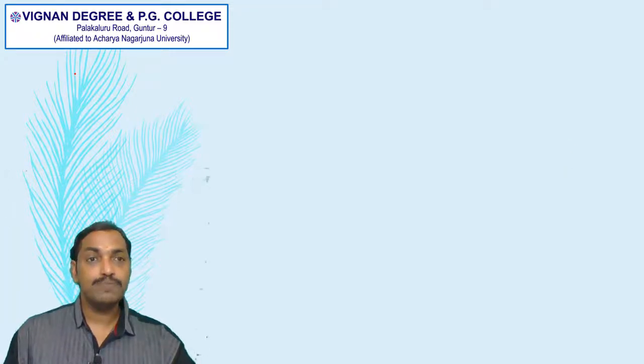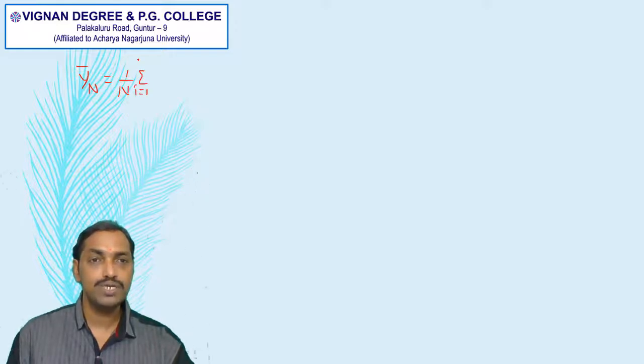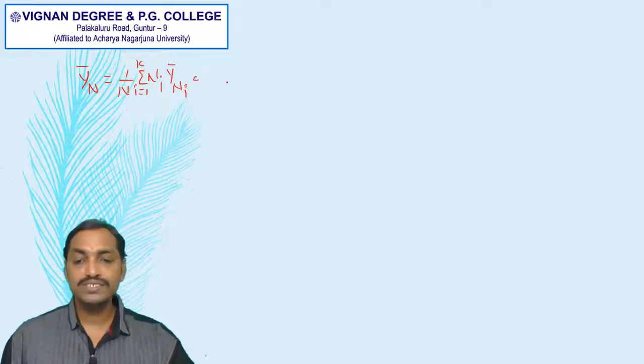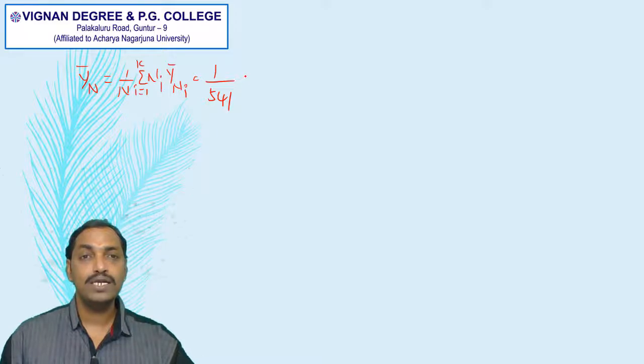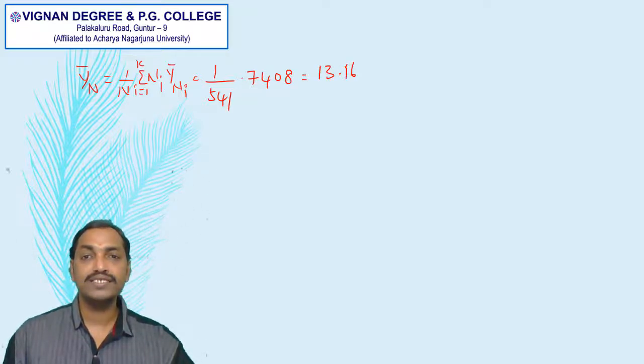Now, the overall population mean capital Y bar can be calculated by using 1 by capital N into summation i is equal to 1 to k capital Ni into Yni bar, where the overall population size is 541. So 1 divided by 541 into summation Ni into Yni bar, which is 7408. On simplification, we get 13.69.